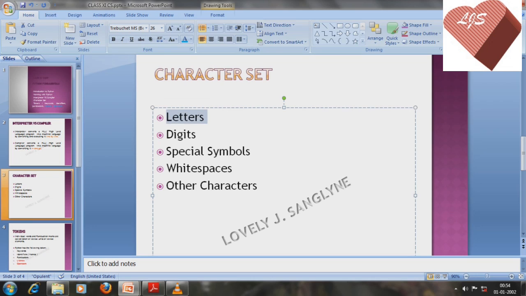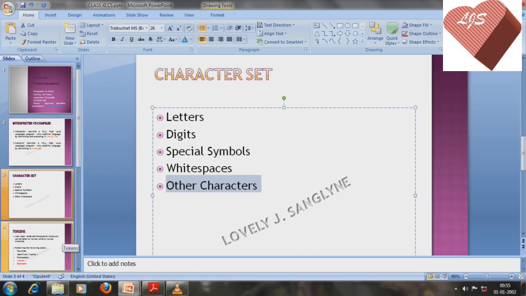Letters means A to Z. Digits means the numbers 0 till 9. Special symbols can be all those symbols available on the keyboard. And white space means the blank spaces. Other characters are the ASCII and Unicode characters, which you might not know as a beginner.